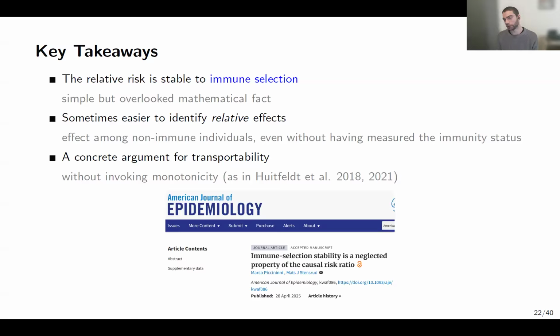Probably now you are thinking either, okay, this is a very trivial mathematical fact, or this is maybe interesting, but I don't see how this can be useful. And in the rest of the talk, I will talk about a specific example in which we believe that thinking about the immune selection stability of the risk ratio would have helped in dealing with this situation. So I will be a bit less mysterious now.